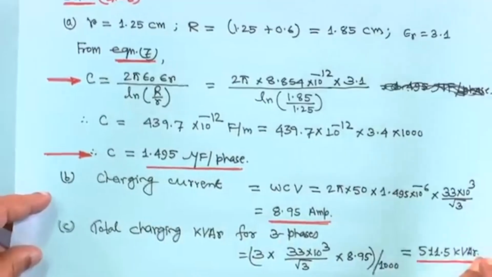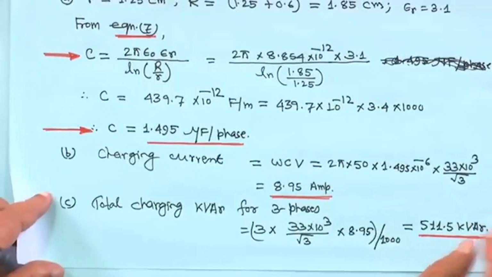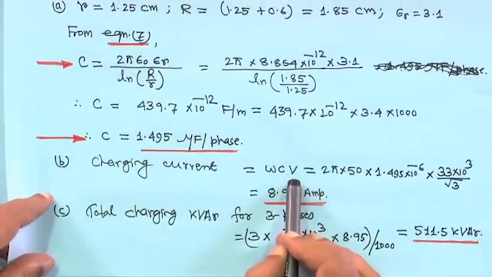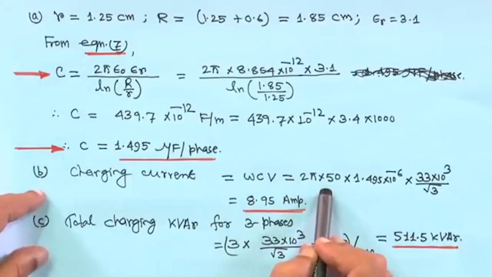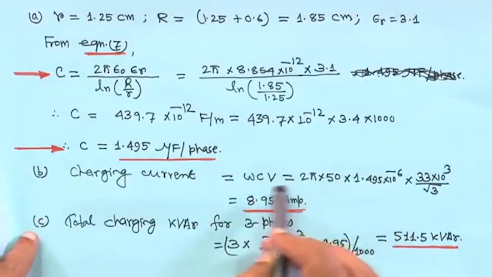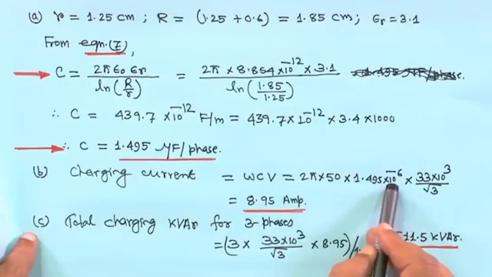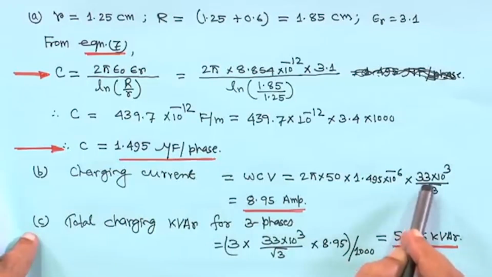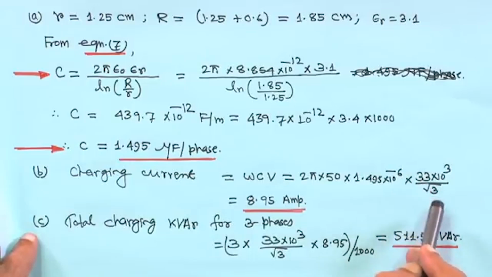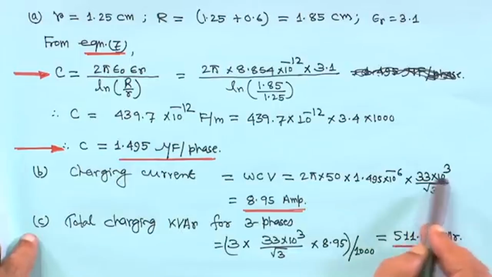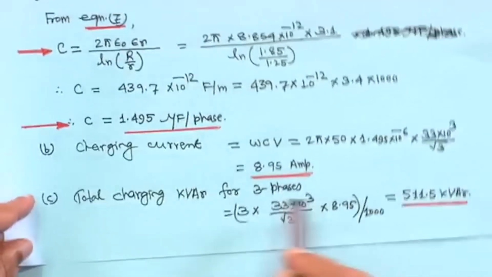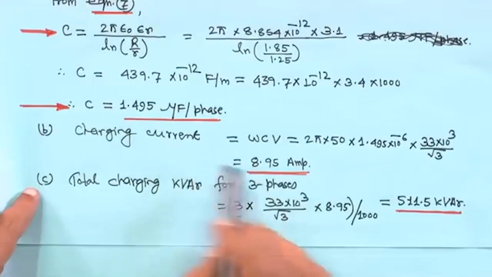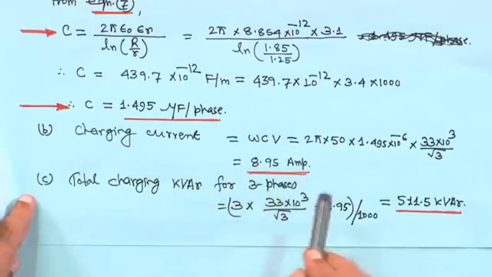Then the charging current is omega C into V, at 50 hertz. So, omega is 2 pi f, then C is 1.495 into 10 to the power minus 5, that we have computed here, and the line to line voltage is 33 kV. So, the line to neutral voltage is 33 by root 3, in terms of volt, that is why into 1000, that is 10 to the power 3. So, this actually becomes 8.95 ampere. So, the charging current is 8.95 ampere.